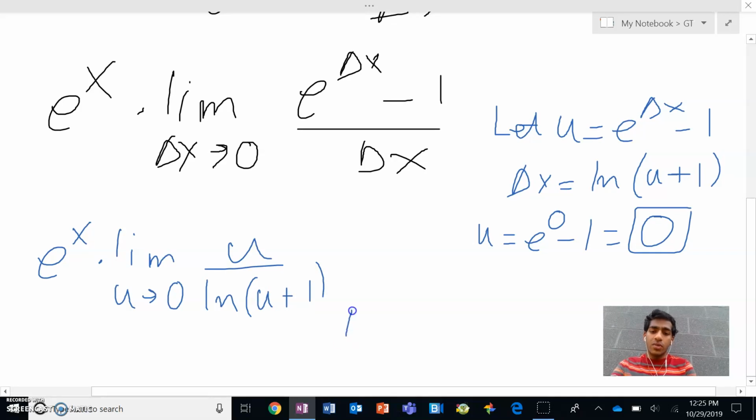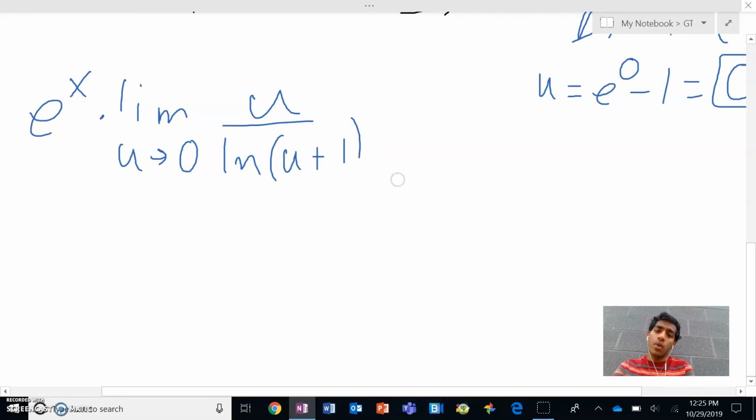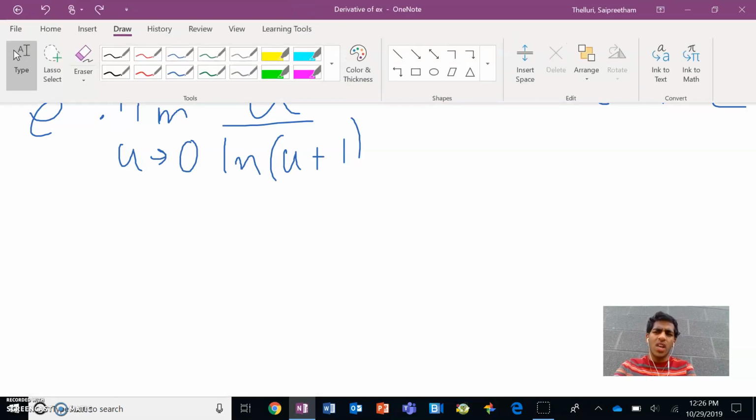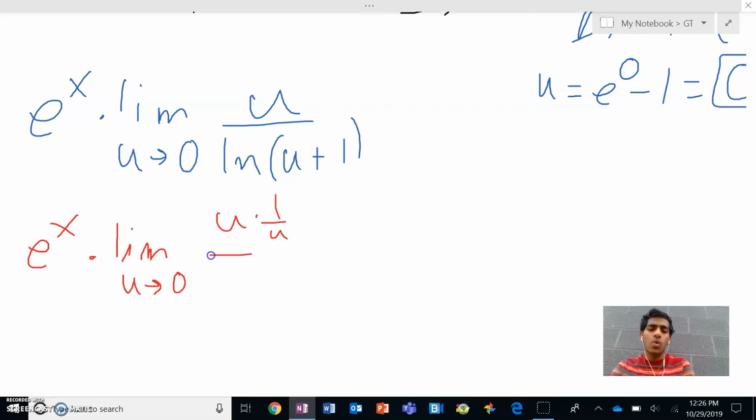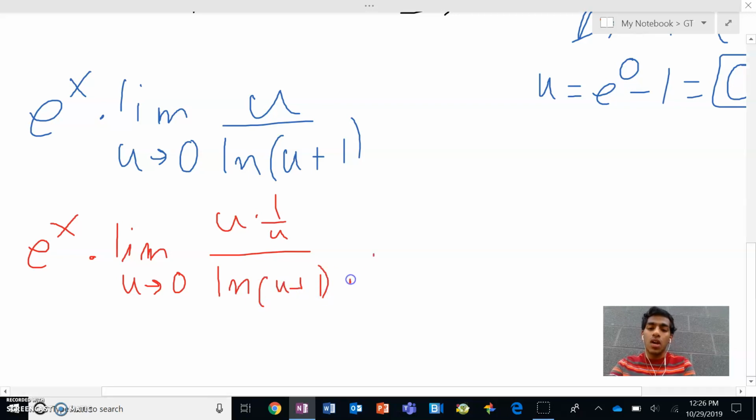Of course, I know what to do now. I have a bunch of stuff in the numerator and the denominator, but I don't want to be changing the function, so I'm going to do something intuitive: multiply and divide by the same quantity, identity, whatever you want to call it. E raised to the x times the limit as u approaches 0. Now multiply and divide by 1 over u, because I want to get rid of the guy on top, and having a 1 over u on the bottom gives me a special benefit that you'll see later. Natural log of u plus 1 times 1 over u.